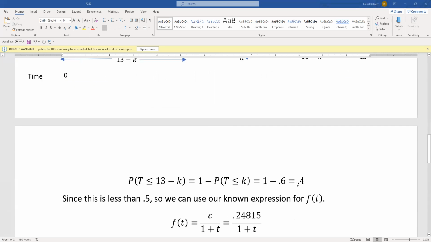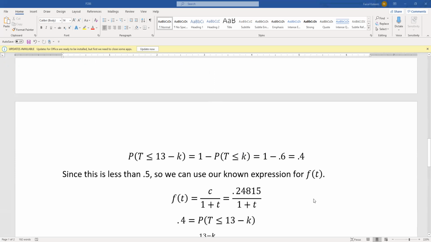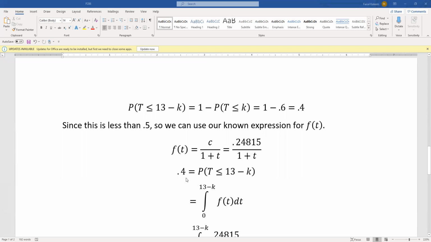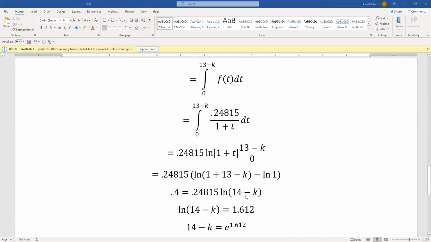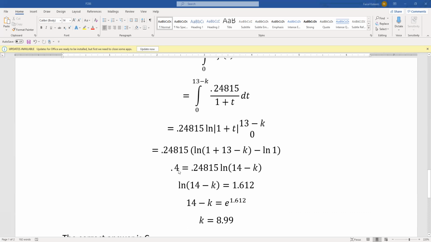Now this 0.4 is less than 0.5, so we can use the expression for the PDF in the first half, which is C over 1 plus t, and C has been found to be 0.24815. So 0.4 equals the probability that T is less than or equal to 13 minus K, which means the integral from 0 to 13 minus K of the PDF. Again, this integrates to ln(1 plus t), so ln(1 plus 13 minus K) minus ln 1 when you put t equal to 0, and that equals 0.4.